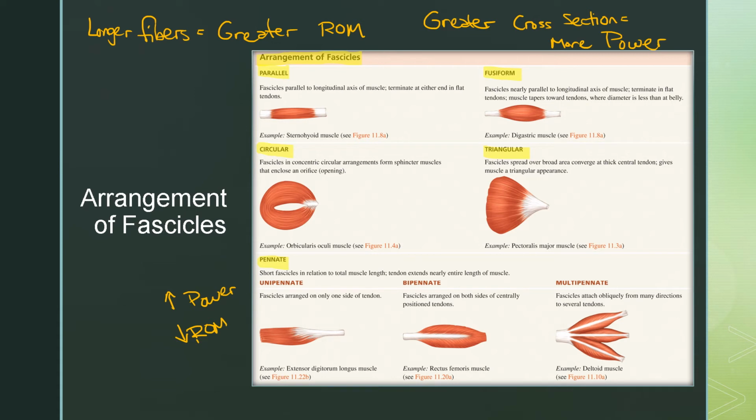In contrast, the parallel muscles over here, these have comparatively fewer fascicles, but they can have really long fibers that extend the entire length of a long muscle. So these ones can have a greater range of motion, but less power.